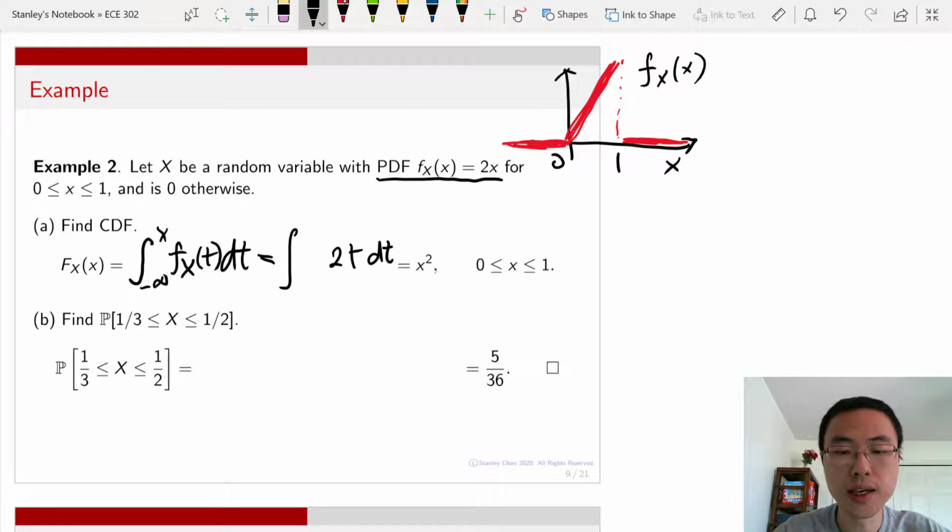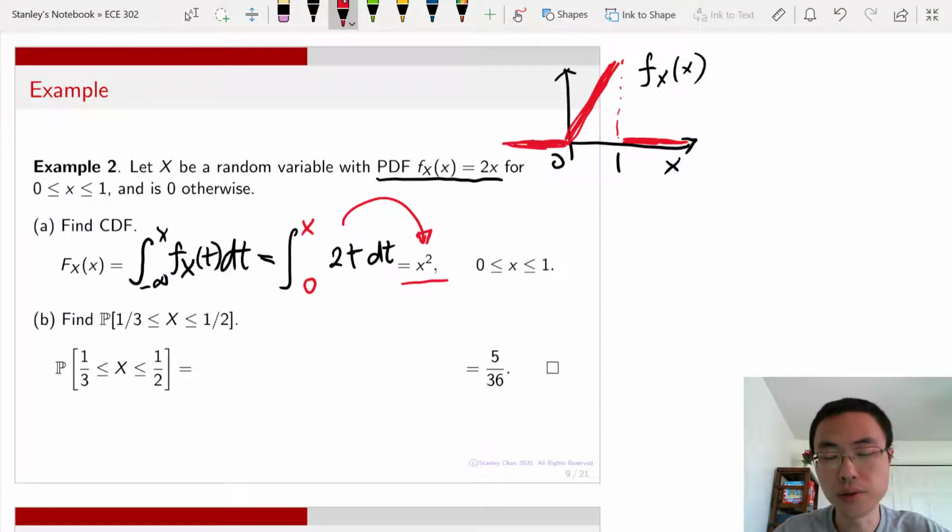I replace the x by t because t is the dummy variable. And then the limit will go from 0 all the way to x. Okay, because I'm starting from 0 and I'm landing somewhere between 0 and 1. Okay, and that's my x. And then if I do this integration, I can show that this is going to become x squared. Okay, so this is your job to recall your calculus techniques and then do this integration.